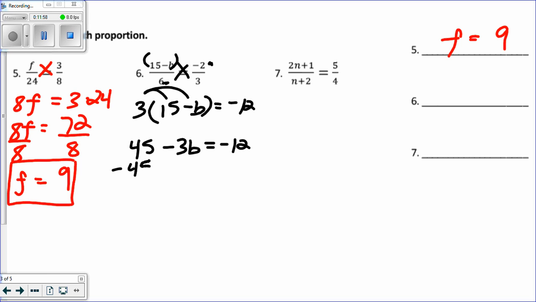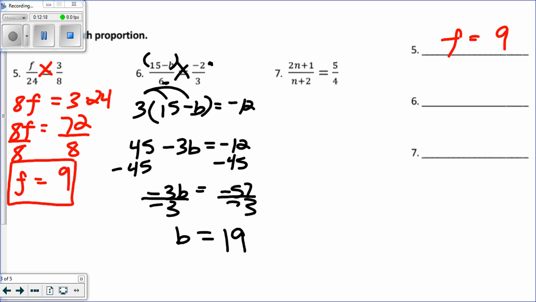Subtract 45 from both sides to end up with negative 3B is equal to negative 57. I divide both sides by negative 3 to get B alone. So I end up with B is equal to a positive 19. Remember, a negative over a negative gives you a positive. So B equals 19.